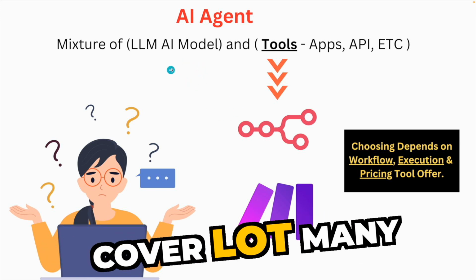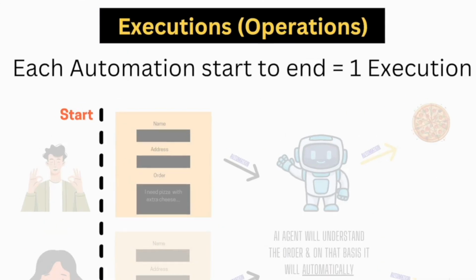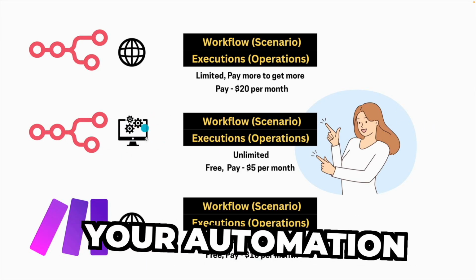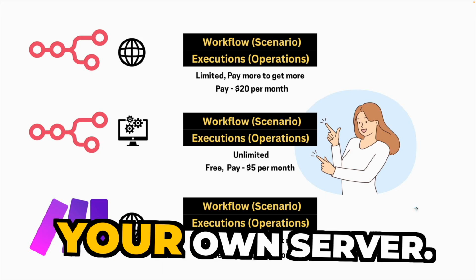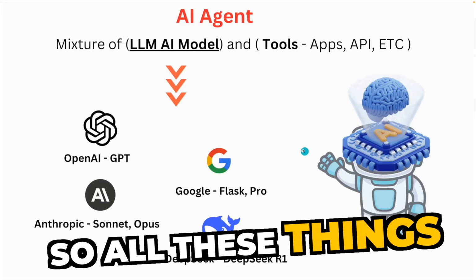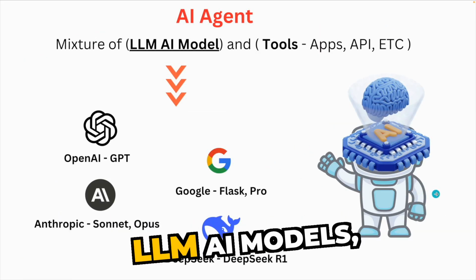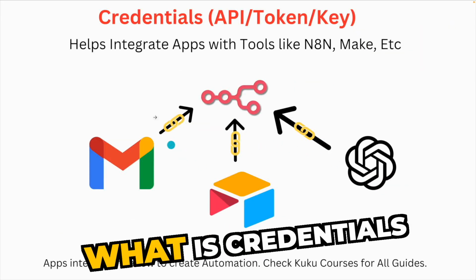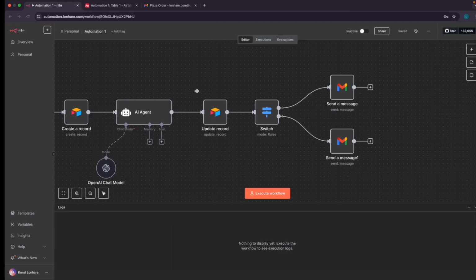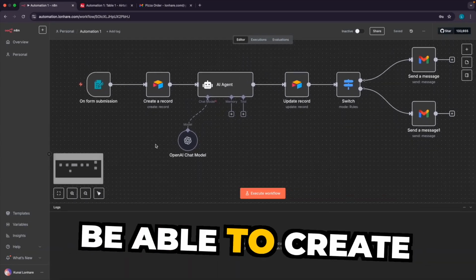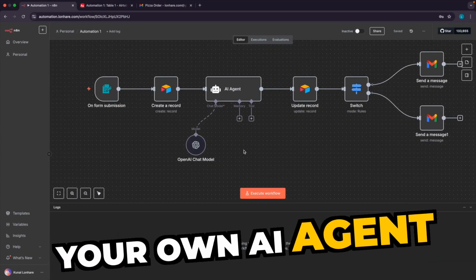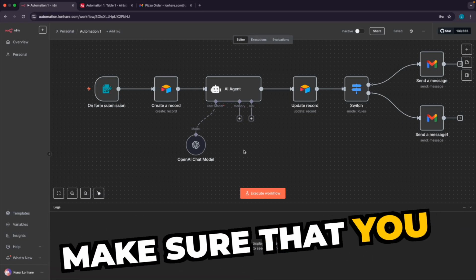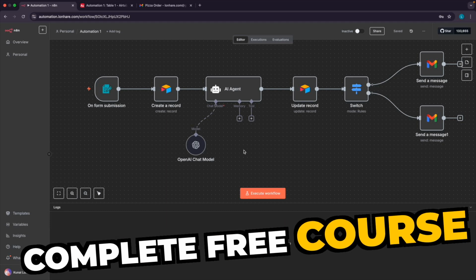We are going to cover many concepts like LLM, tools, workflow, executions. Okay, how to set up your automation tools like N8N on your own server. So all these things have been discussed. What is LLM AI models, tools, API, okay, and much more, what is credentials and many more. So you will basically be able to create your own AI agent very easily with this free course. So if you're interested, make sure that you watch the complete free course from start to end.